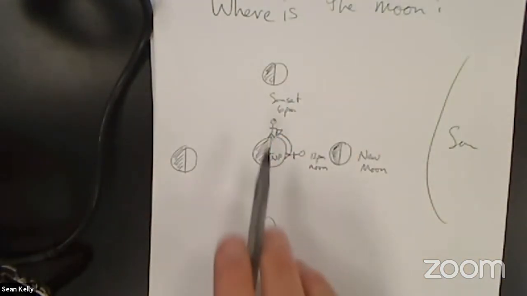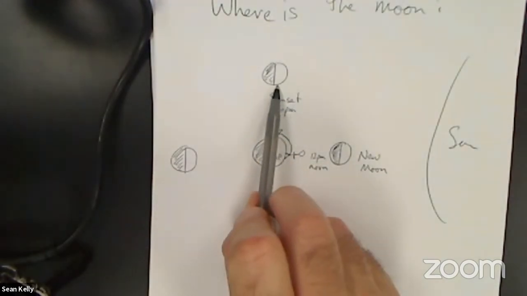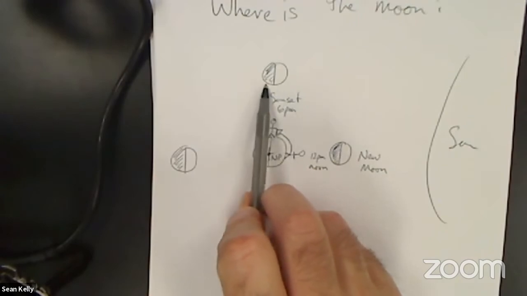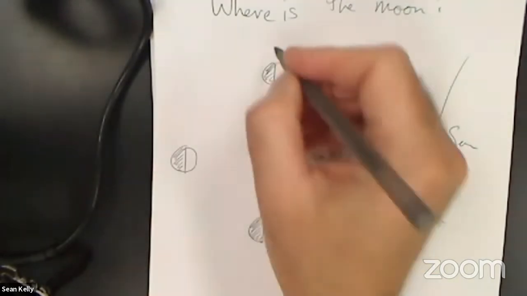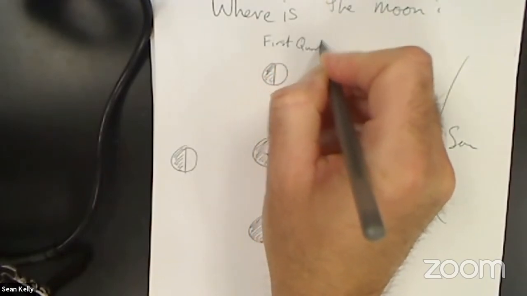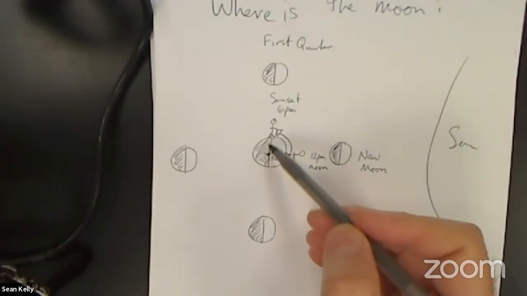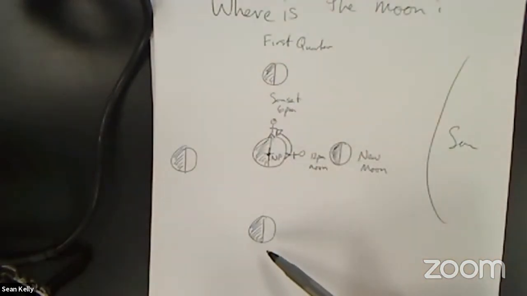Okay. Now, imagine you're looking up at the moon, right? You would see the right side lit up and the left side dark. This is exactly what we call the first quarter moon. The first quarter moon, okay? The first quarter moon is directly overhead at 6 p.m.